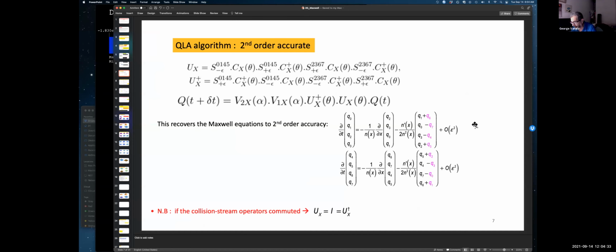So then it's a similar collide-stream algorithm to what you have seen in lattice gas methods. There's the adjoint of the collision, stream, collision, inverse stream, etc. These operators do not commute. If they did, then you would get the identity. And so you evolve your 8-spinor qubit Q of t by the following sequence of operations. And then if you go into the long wavelength limit, you will recover the Maxwell equations for 1D inhomogeneous systems to second order accuracy.